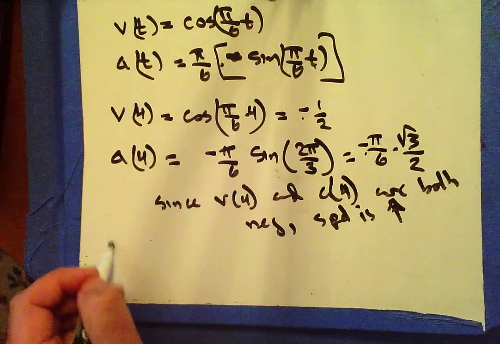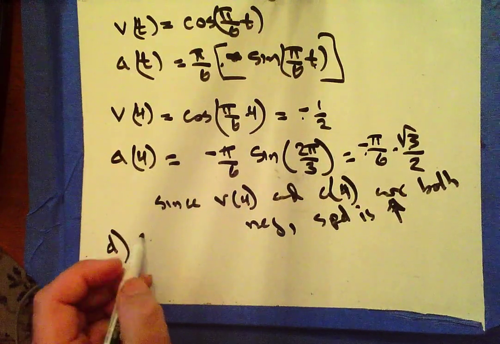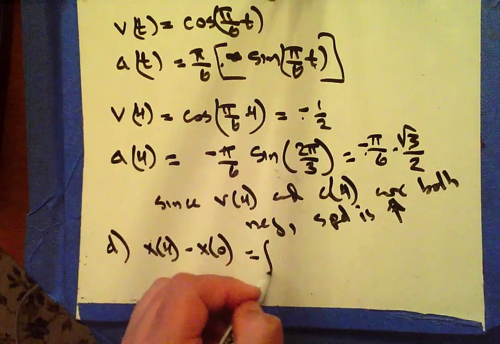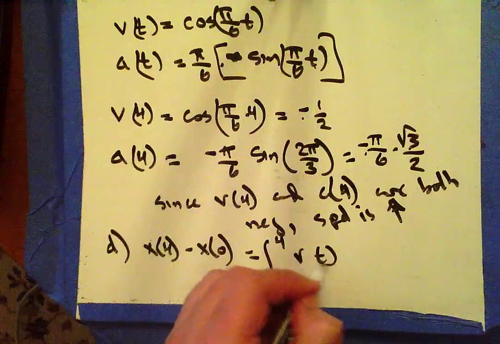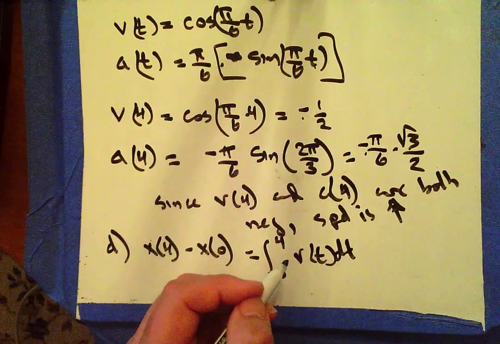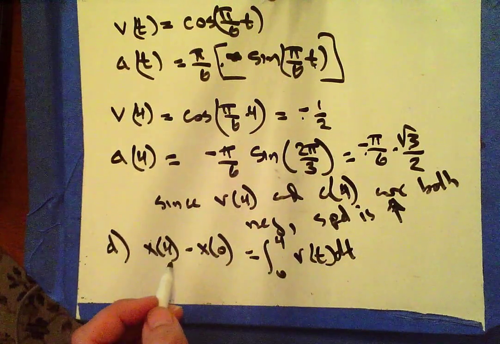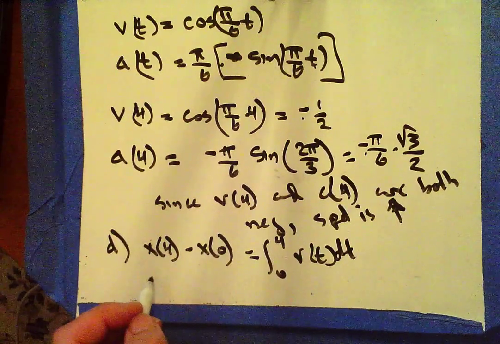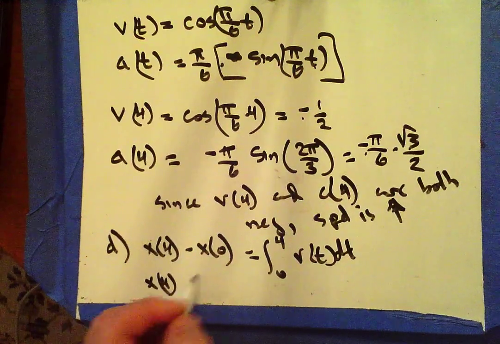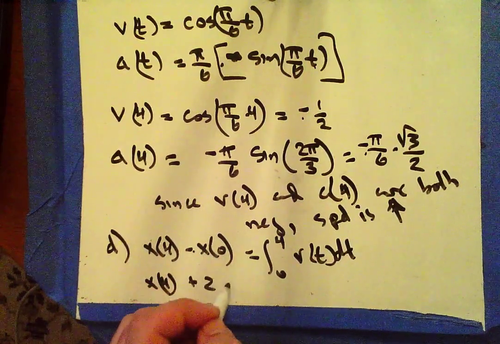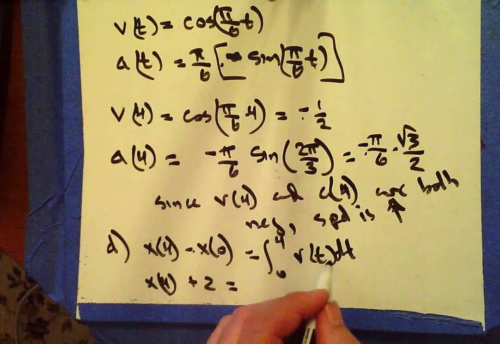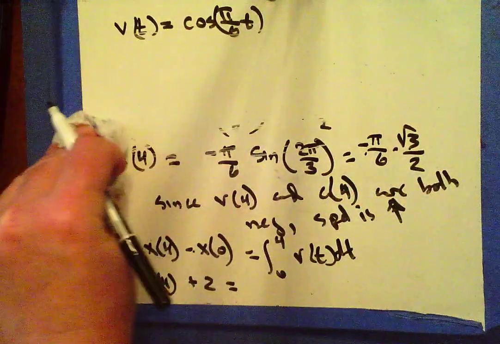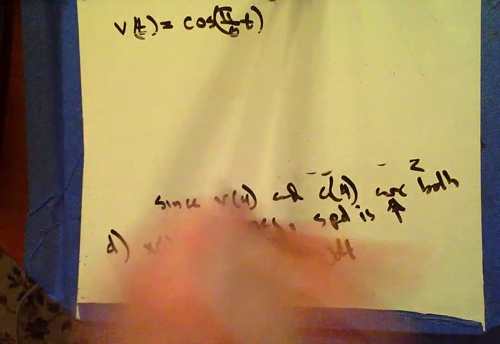Part D. D says find the position at t equals 4. So we know that x of 4 minus x of 0 equals the integral from 0 to 4 of v of t dt. I know that at time equal to 0, position is negative 2. So x of 4 minus negative 2, which is plus 2, equals the integral of v from 0 to 4. So let's talk about the integral of v. That's the antiderivative of v.